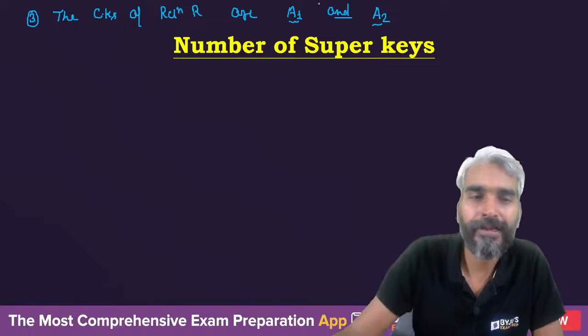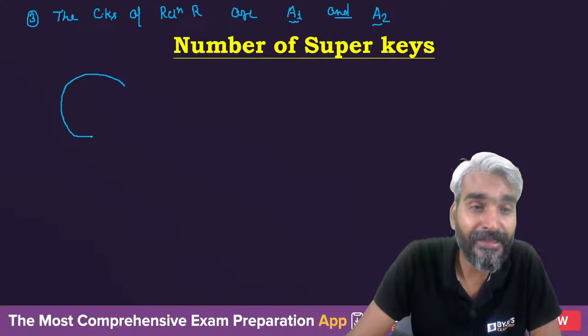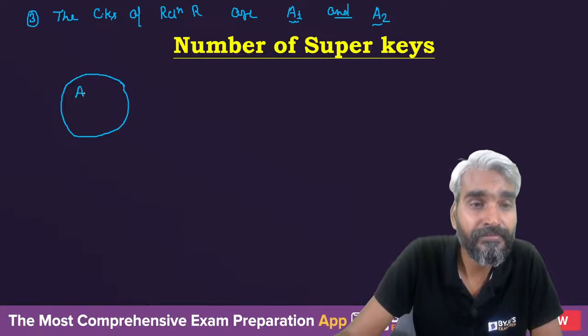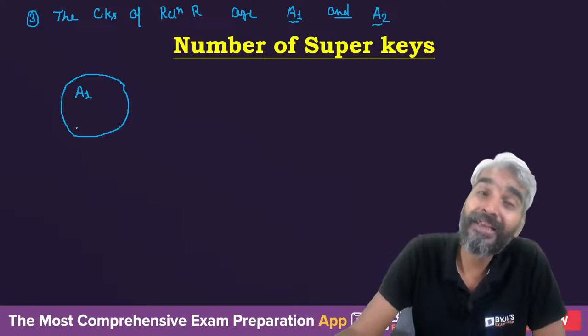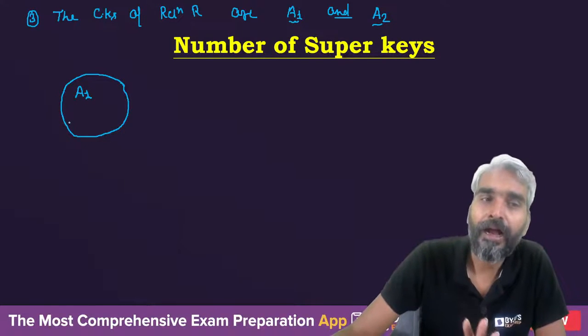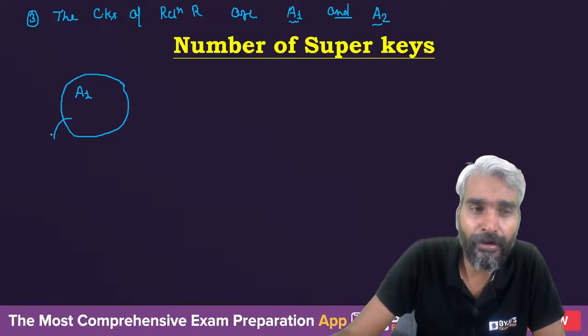So let me give you an example. So let's assume that these are the candidate keys, these are the super keys in which A1 is present. So how many super keys will be there in which A1 is present? Tell me, how many super keys will be there in which A1 is present? Sir, the number of super keys in which A1 is present will be 2 raised power n minus 1.